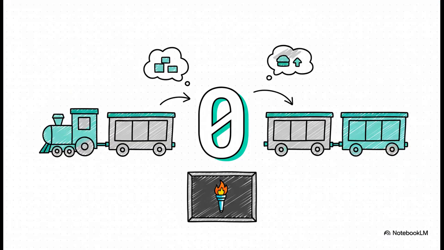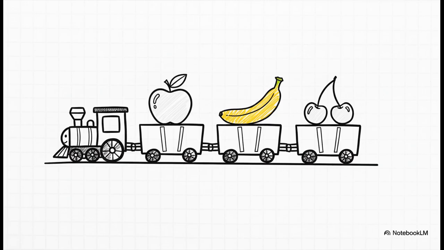Okay, before we even write a line of code, you have to burn this into your brain. This is the golden rule of Python lists. Counting does not start at 1. It starts at 0. The very first car on our train is always car number 0. Not 1, 0. Got it? Good. So let's look at our first train. It's carrying a list called fruits. In car 0, we've got an apple. In car 1, a banana. And in car 2, a cherry.